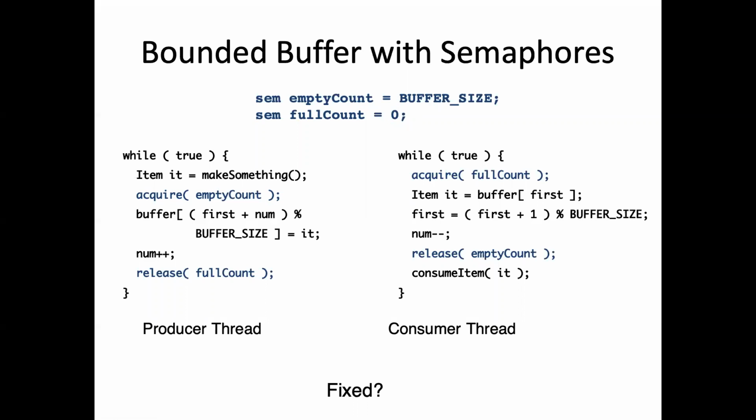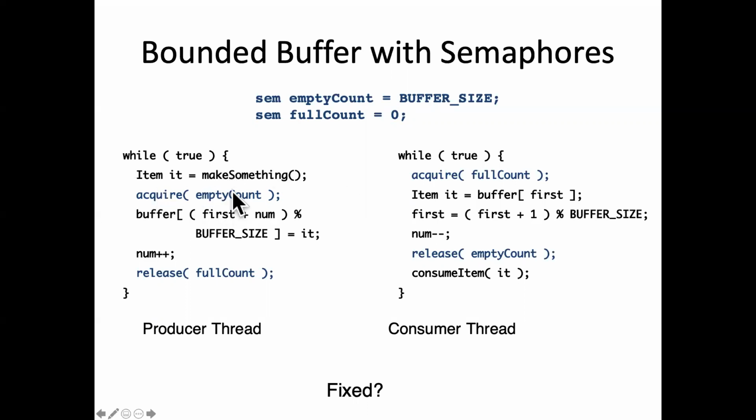And every time we put an item in the buffer, that empty count goes down. In fact, that's what this acquire is doing right here. Remember, you can think of acquire as blocking a thread if it tries to acquire on a semaphore that's 0 or negative. But you can also think of it as maintaining a count. And here we're definitely going to use that count.